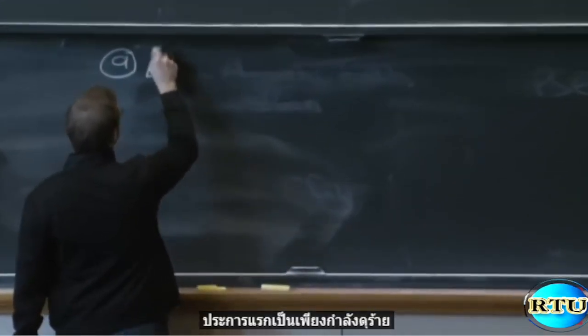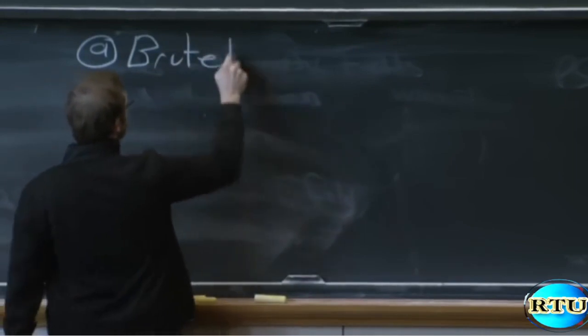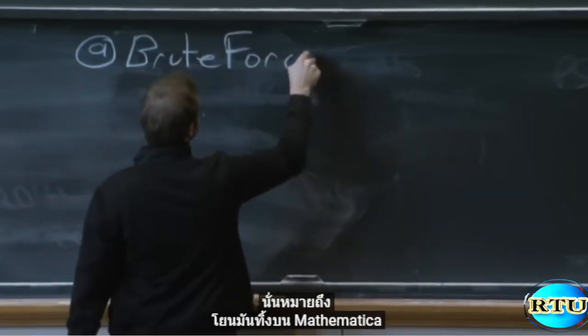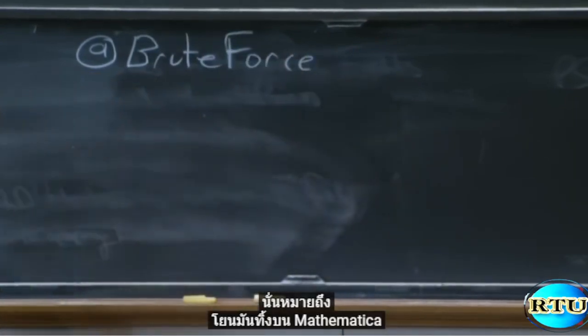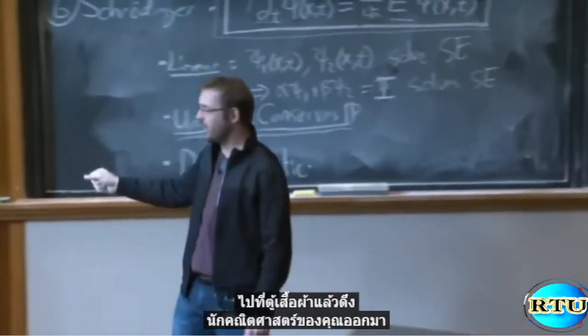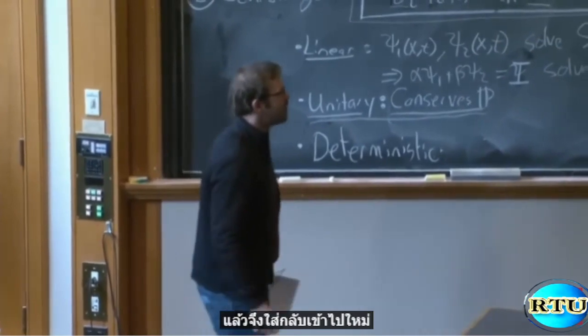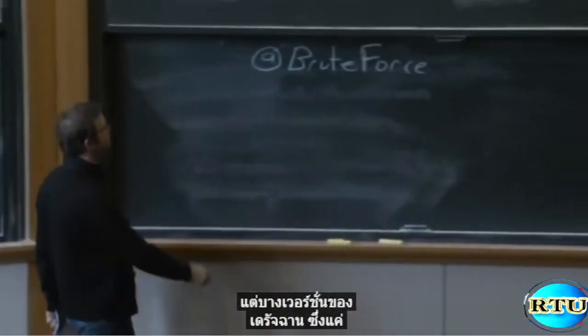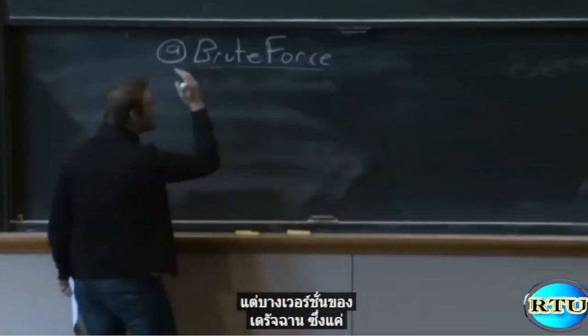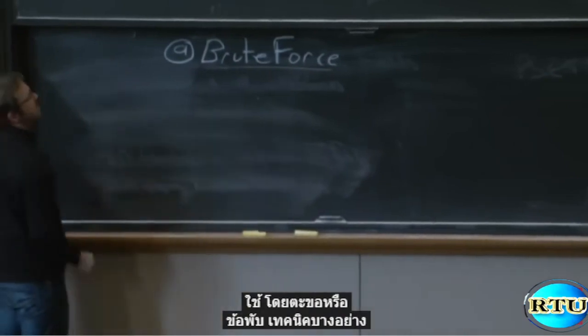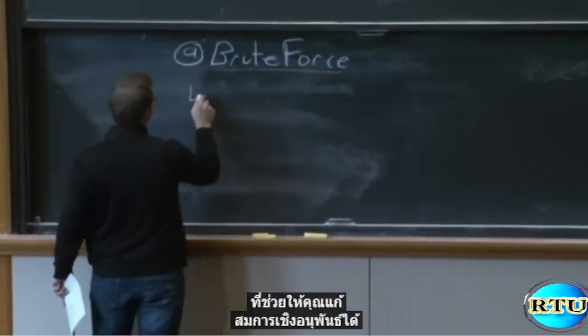The first is just brute force. That means some analog of throw it on Mathematica, or go to the closet and pull out your mathematician and tie them to the chalkboard until they're done and then put them back. But some version of brute force, which is just use by hook or by crook some technique that allows you to solve the differential equation.